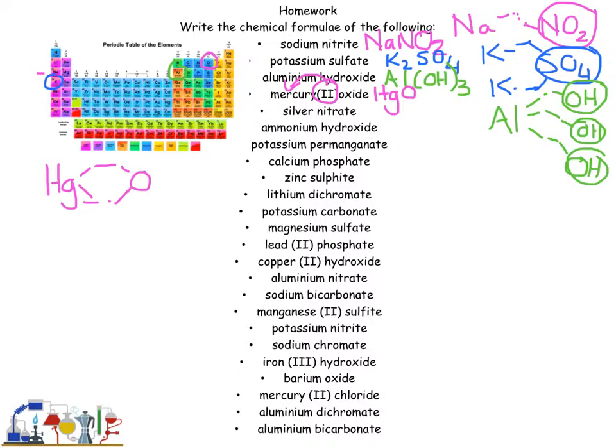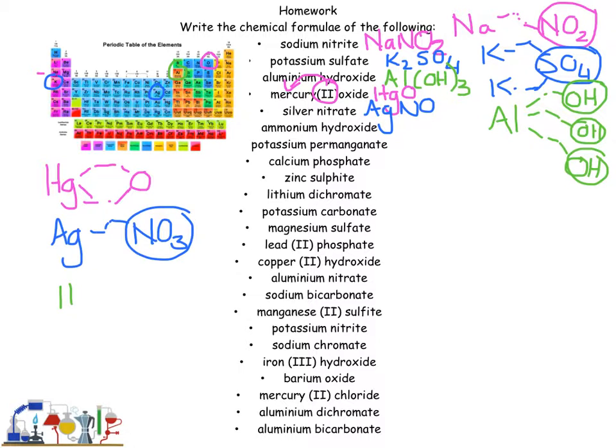Silver nitrate. Silver is one of the elements that you need to learn off by heart. It's Ag, and even though it's in the transitions, it always has a valency of 1. Nitrate is NO3. As a group, it has a valency of 1. And therefore, my formula is AgNO3.